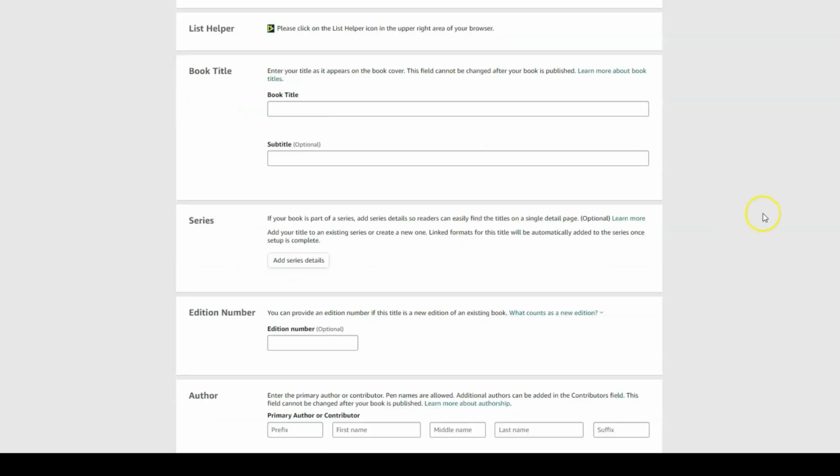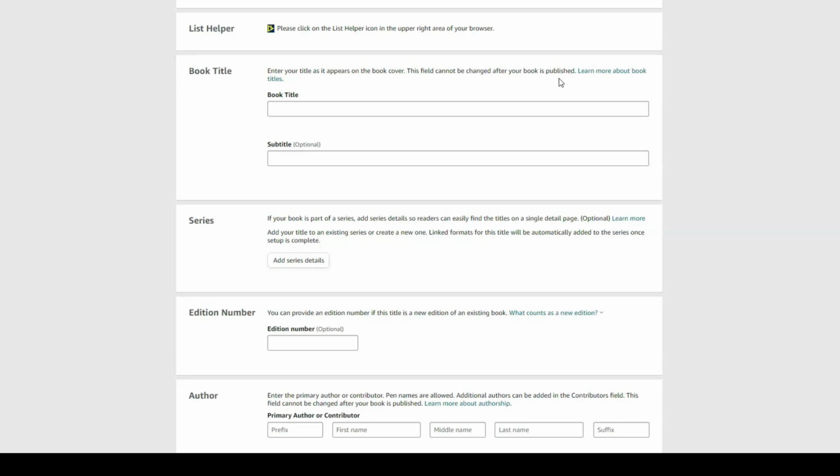So now we have to enter our book title, and the book title has to be exactly as it is on your cover. It says that here, enter your title as it appears on the book cover. This field cannot be changed after your book is published. So you have to make sure that what you enter here is absolutely correct. Don't have any spelling mistakes, don't have anything that you want to change later, because once your book is published, this cannot be changed. I know a lot of people sometimes say, oh, I've made a spelling mistake in my book title, how do I change it? Unfortunately, this cannot be changed.